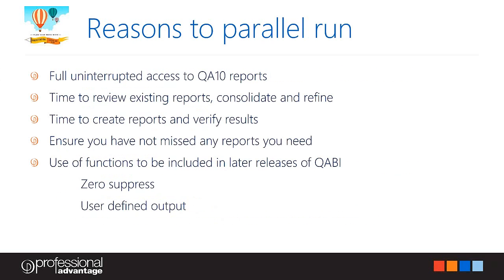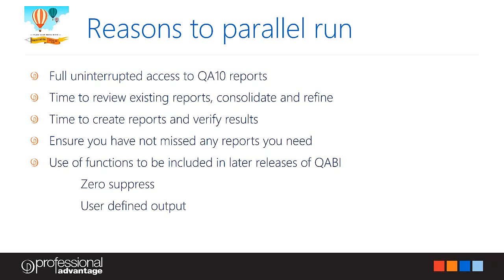Maintaining an Office 365 32-bit environment in parallel is key to maintaining uninterrupted access for your current reports. You also have the luxury of time to review, assess, write and verify all your reports. And if you find there is a report that you missed, you can still just run it in Q&A10 and create it in QA BI.